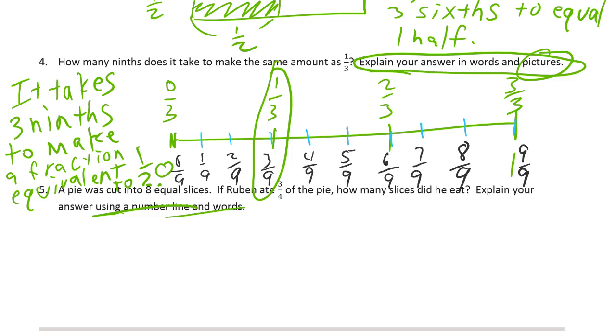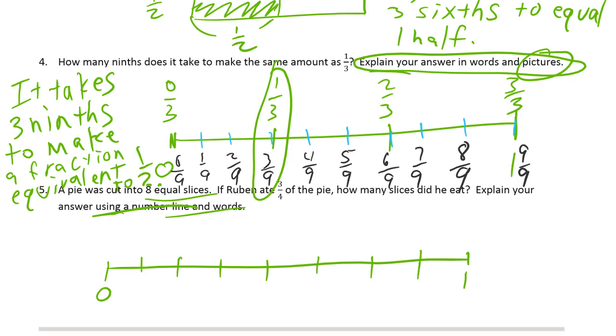Sometimes it happens. You start working on a problem, you think you're paying attention, and you notice that you're not really following directions, and you have to start over. That's what erasers are for. Okay, so 8 equal pieces, so we need eighths. Half, and each quarter gets cut in half. All right, so we need eighths.